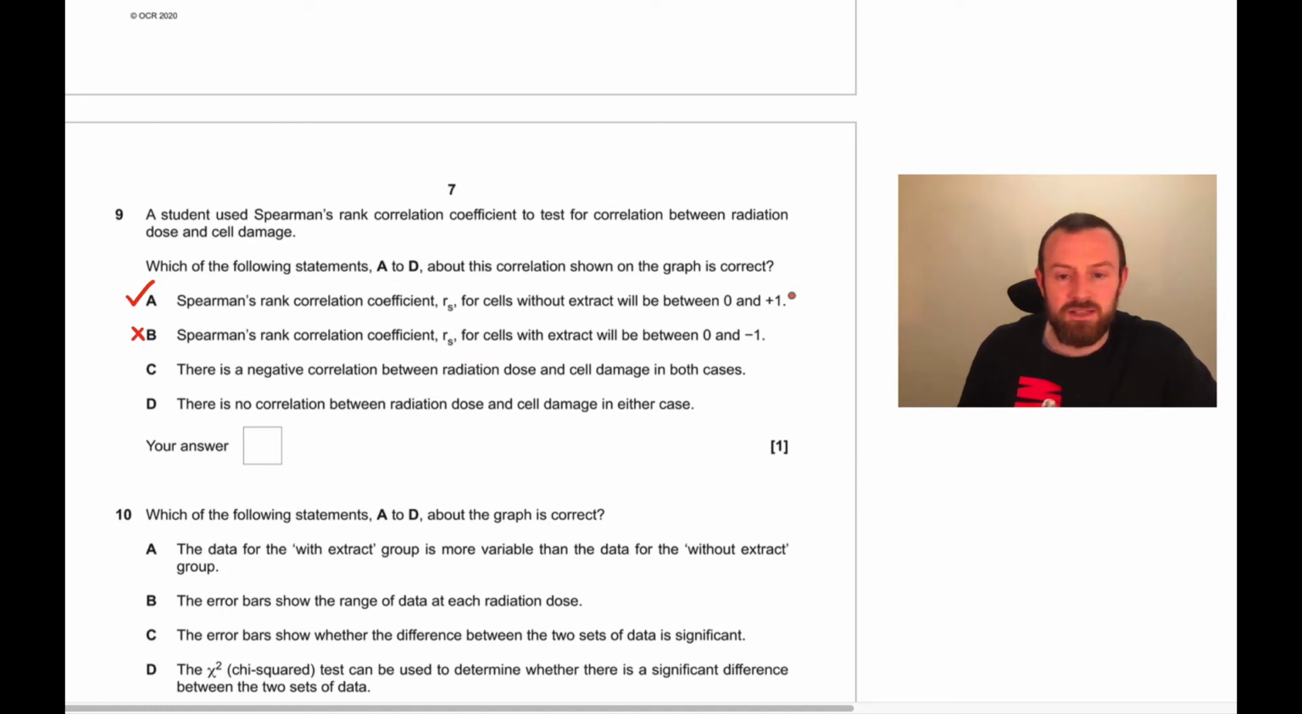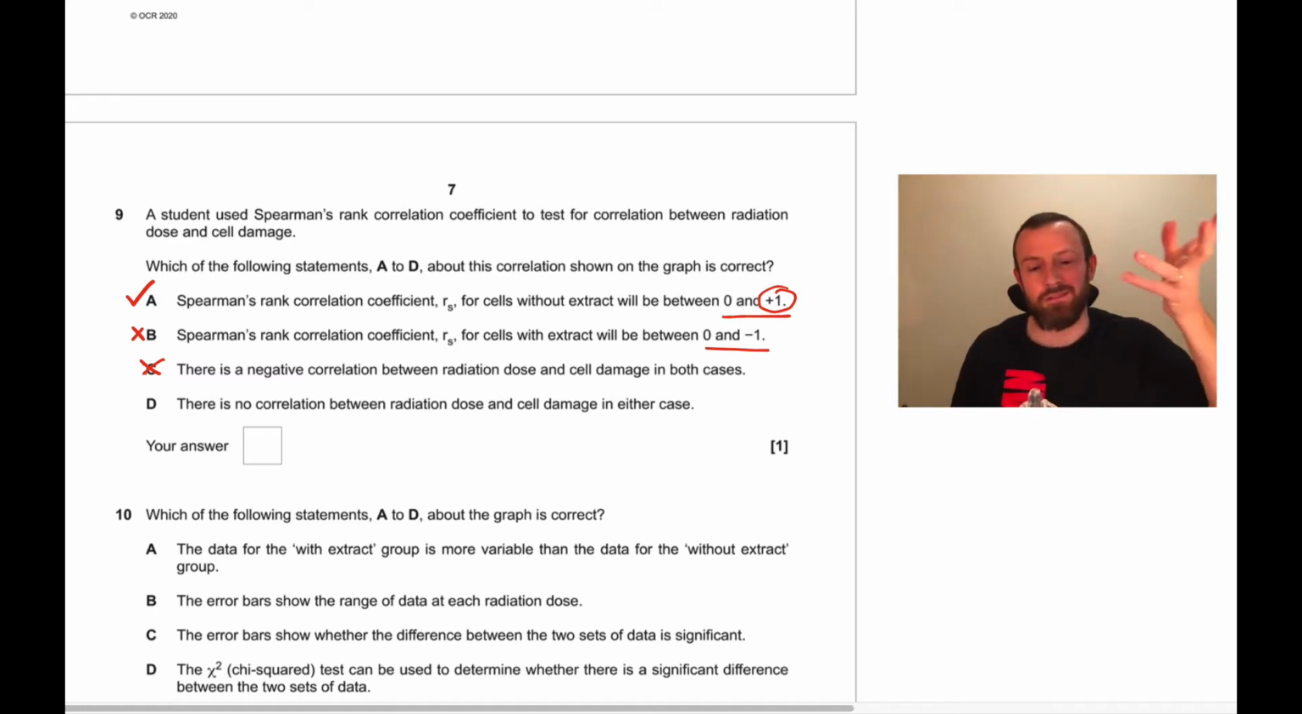No. Between 0 and +1 means positive correlation, and 0 and -1 means a negative correlation. So it's definitely a positive correlation. This again says negative correlation. No, that's definitely wrong. And if we had no correlation, the points would just be scattered all over the place, so there'd be no pattern. So the answer is A. Again, this is just a horrible way of asking what type of correlation there is. And the answer is positive.